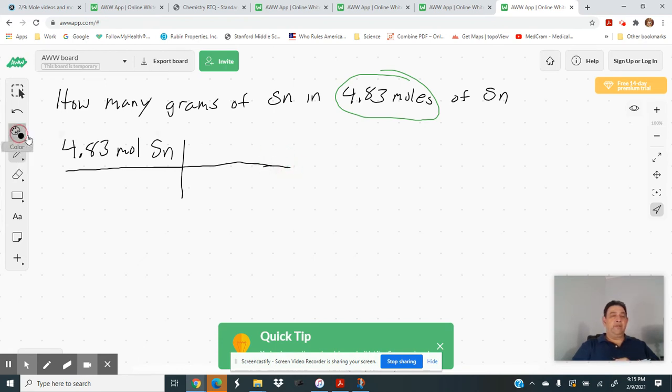4.83 moles of tin. And now we need the conversion factor, right? We are given moles and we want to turn it to grams. The question is asking for grams. We should have grams at the end. We want to turn our moles into grams.